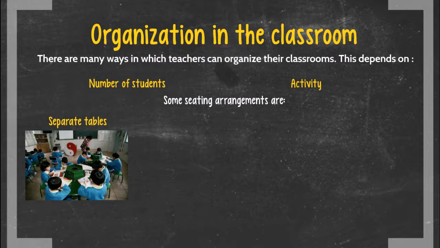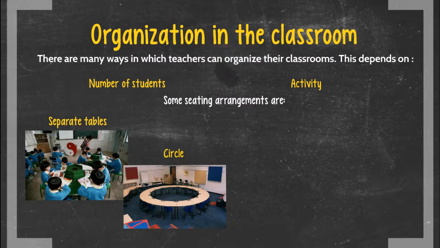Now, some of the disadvantages of this seating arrangement can be that sometimes the students don't want to be seated beside somebody else. They might want some alone time, or they might not get along with the person they are sitting beside. The next seating arrangement is called the circle.